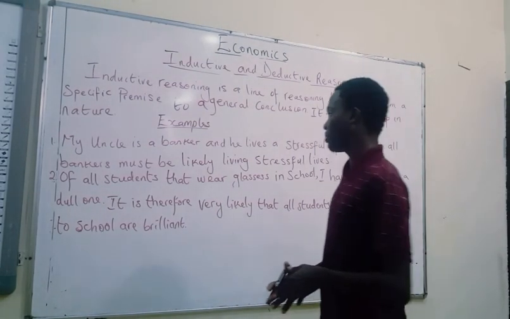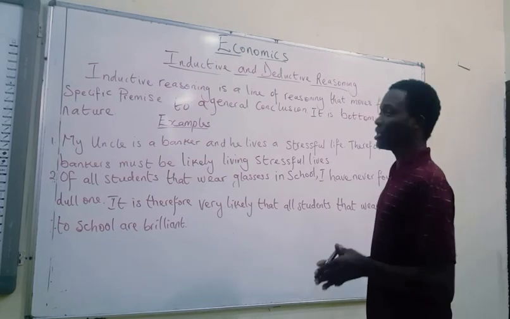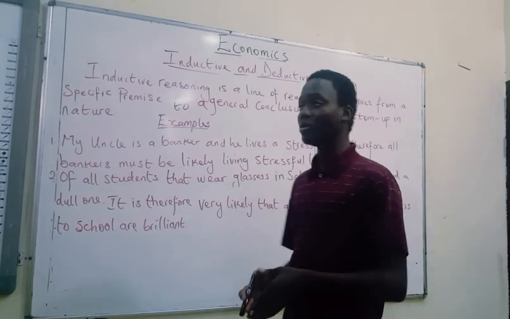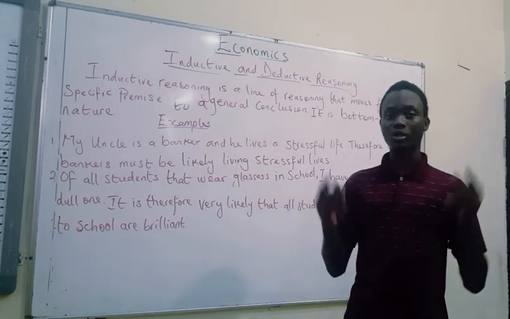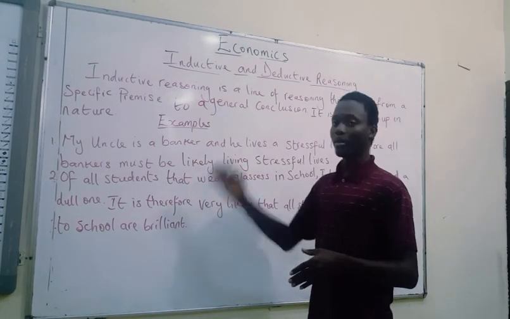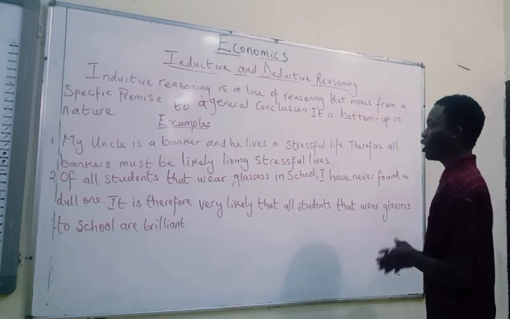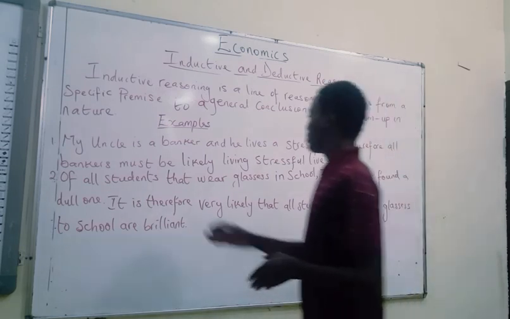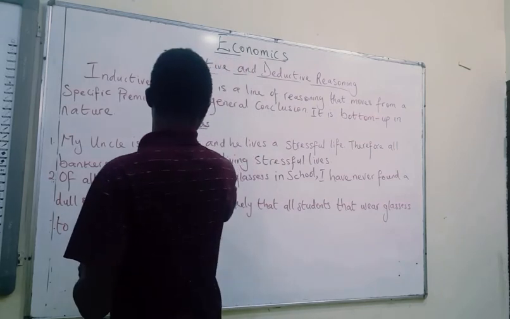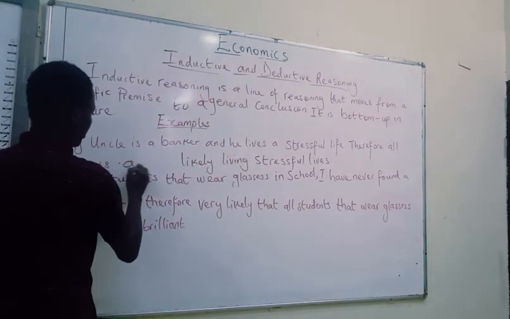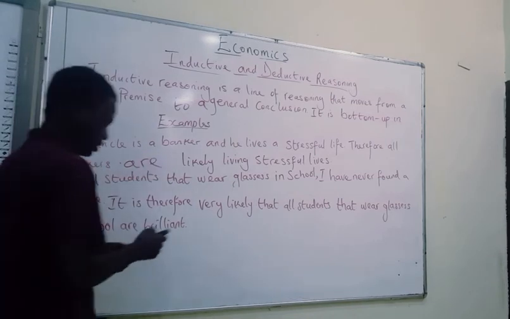So we have two examples here. First is: my uncle is a banker and he lives a stressful life. That is the first premise, and it happens to be the only premise here. The sample here is just one person who happens to be a banker. Now let us check the conclusion. He lives a stressful life. Therefore, all bankers are likely living stressful lives.